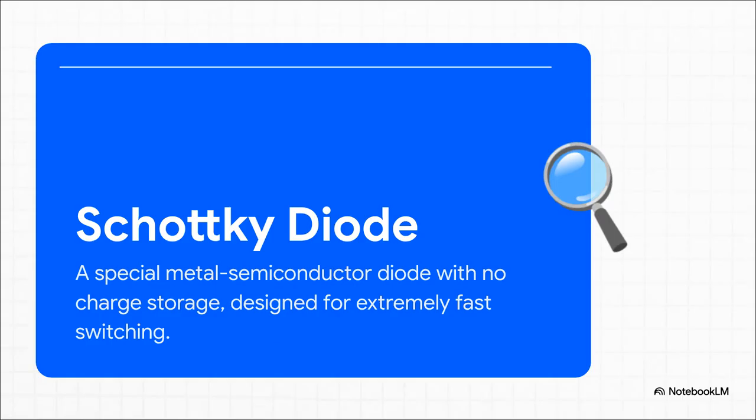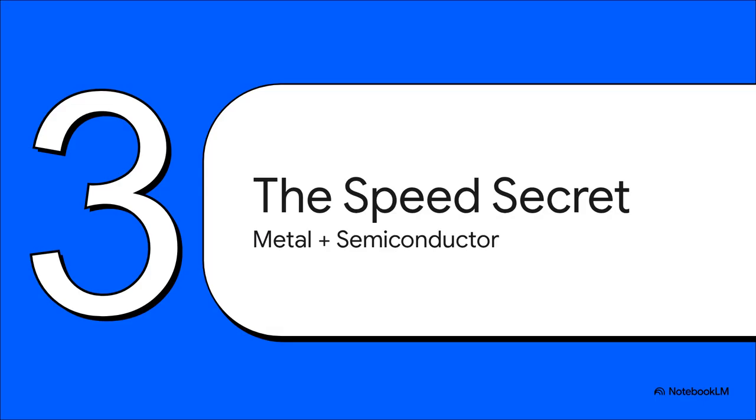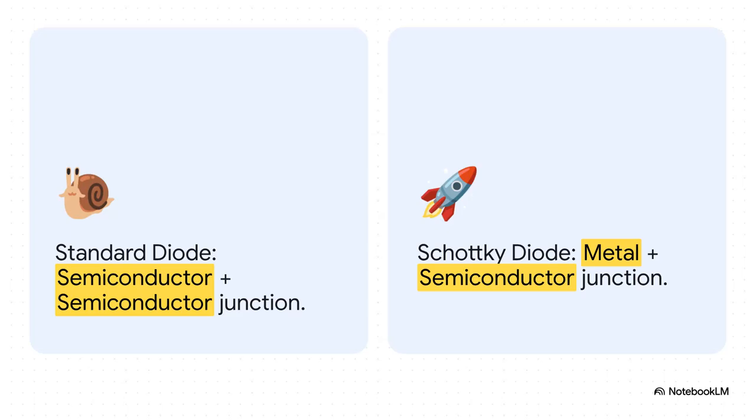The Schottky Diode. This is a very special type of diode, and it's built for one main purpose: pure speed. Its unique construction lets it switch from on to off almost instantly. So what's the secret sauce? How does it achieve this incredible speed? Well, it all comes down to a really smart change in how it's built. And this slide shows the core difference perfectly. A standard diode joins two different types of semiconductors. A Schottky diode, on the other hand, joins a piece of metal, like gold or platinum, directly to something called an N-type semiconductor. This one simple change is a total game changer.